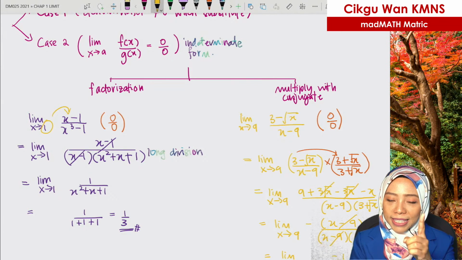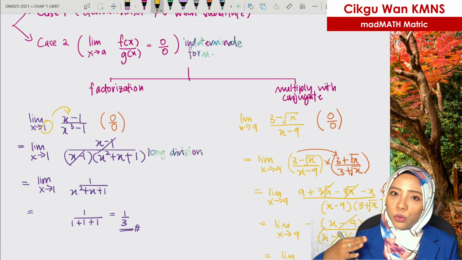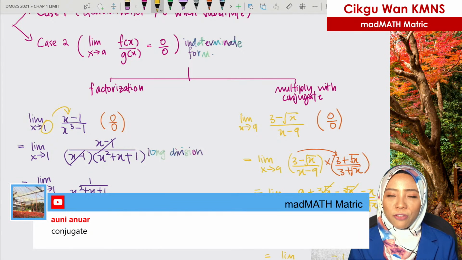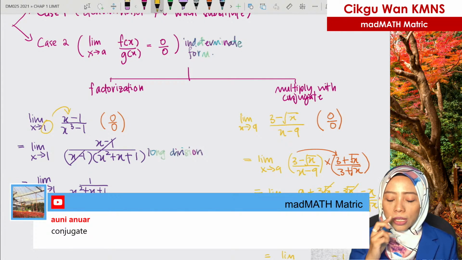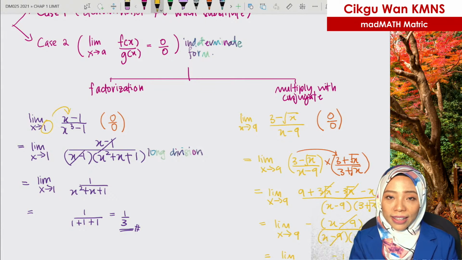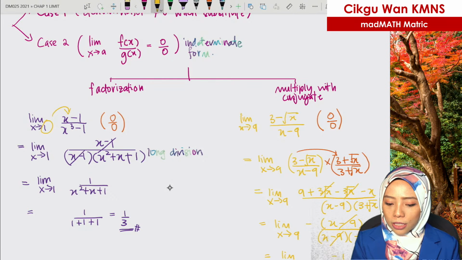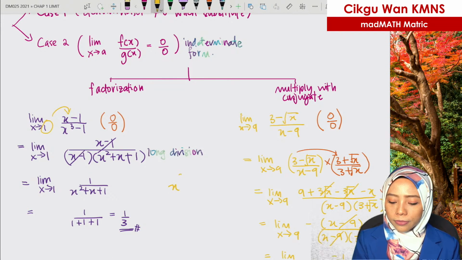Tips here. Because the question is 0 over 0, this is basically either factorization or conjugate. So once you factorize, you have to simplify. The next step is to simplify or cancel out. So in order for you to cancel out the bottom, one of the factors must be x minus 1 as well. Therefore you have to try to find the factor of x cubed minus 1. Long division with x minus 1.